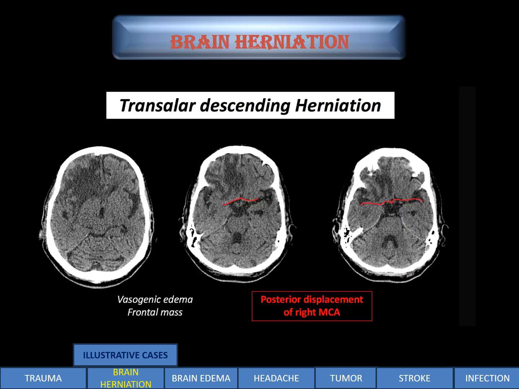Moving to transalar descending herniation, same thing. Instead of moving up, if there is a supratentorial lesion, it will push it down. So in this case there is a frontal lobe mass with vasogenic edema which causes posterior displacement of the right MCA. This is a normal appearance of the left MCA and left sylvian fissure. Here, because of the displacement, the right sylvian fissure is displaced posteriorly. So the sylvian fissures are the important landmarks for transalar descending herniation and transalar ascending herniation.